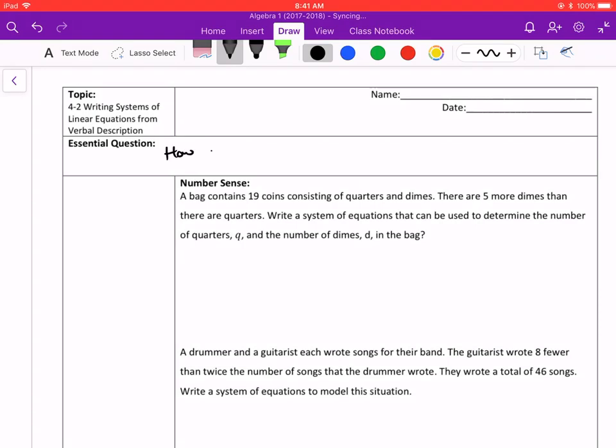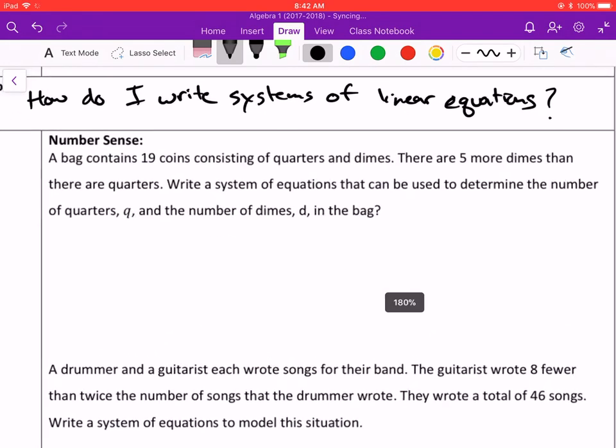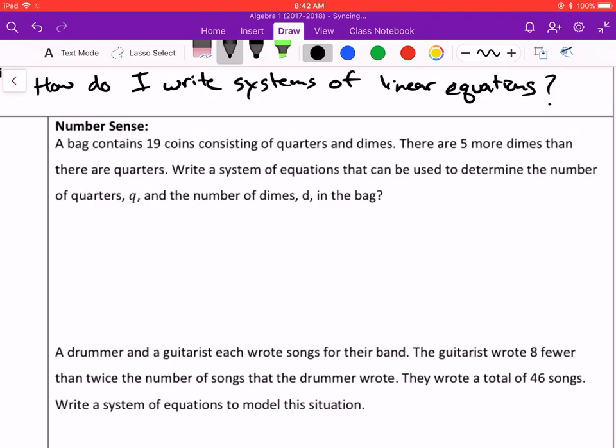So, how do I write systems of linear equations, okay? We're just focused on writing, right? We know how to solve it, but for now, we're just going to write the equations, okay? And you'll be able to solve however you like, with the calculator, graphing, substitution, elimination, your choice, right? But focus on just writing. So all of these are going to be situations, and I want you to write the equations, okay?